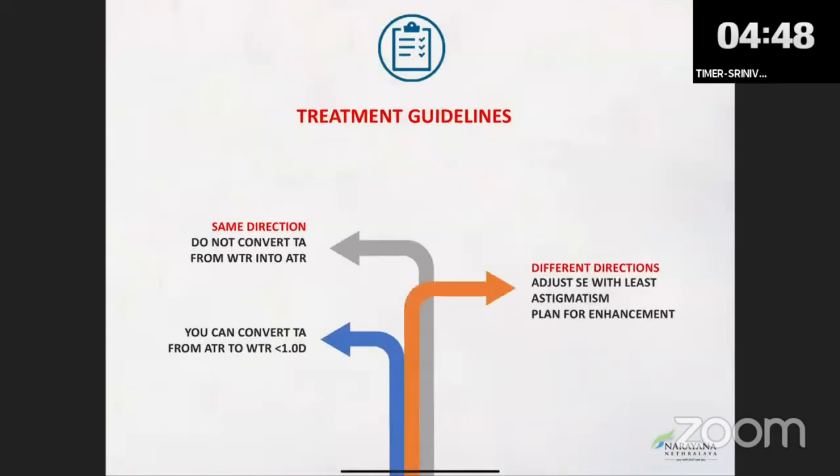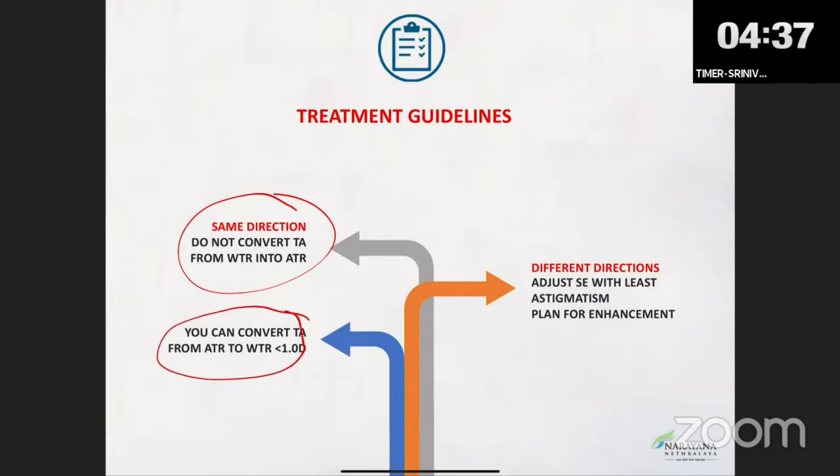So what do we do? Always keep the same direction. Never convert with the rule to against the rule, and try not to overcorrect. And you can always correct sometimes. If it is against the rule, with the rule will always be better, not the other way around.